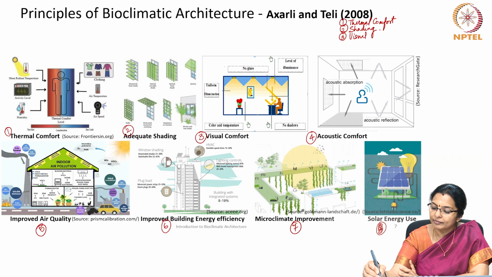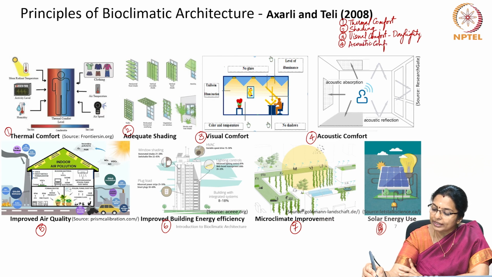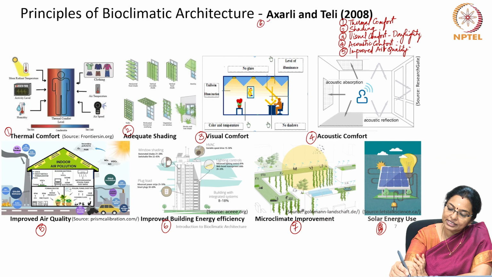Visual comfort, improving the daylighting so that the harsh glare is cut and good diffused lighting levels are brought inside with adequate levels of illuminance. Acoustic comfort, providing adequate insulation or buffer areas with the help of vegetation. Then improved air quality. Again, vegetation can play a very important role in it. Sixth is improved energy efficiency, leading to sustainable architecture.